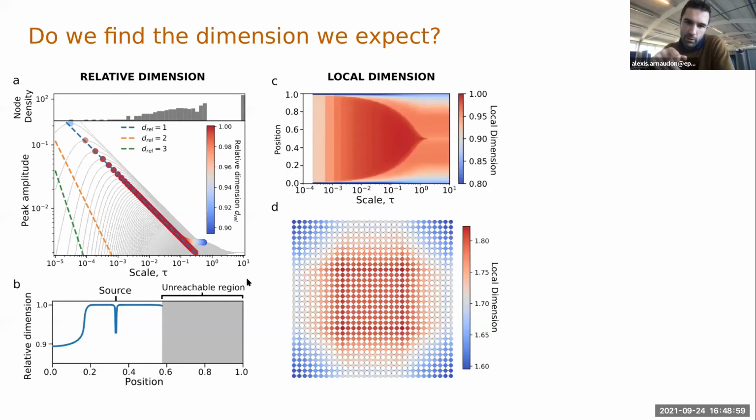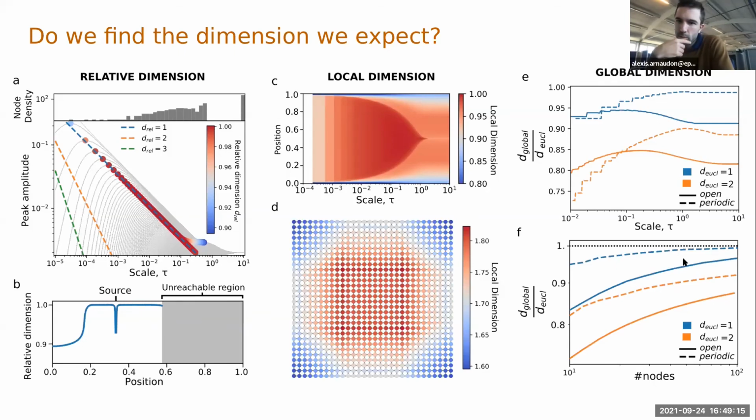The D panel on the bottom is just the local dimension, so the average at each node of the local relative dimensions. So we see near the center we don't see the boundary, so we are more 2D, and near the boundaries we reduce dimension. And the top panel I forgot.